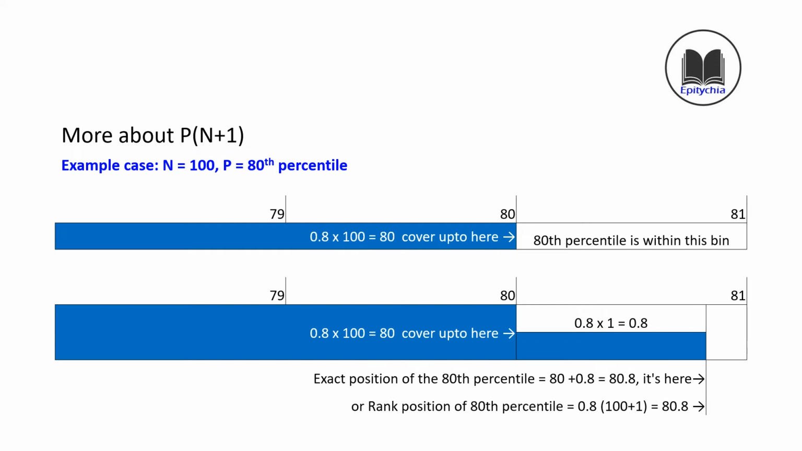Within that bin, where exactly does the 80th percentile come? To see that, multiply 0.8 with the bin size, that is 1. That is 0.8 into 1, which gives 0.8. Then add both ranks: 80 plus 0.8 gives 80.8, which gives the exact position of the 80th percentile data point. Hope it is clear now.